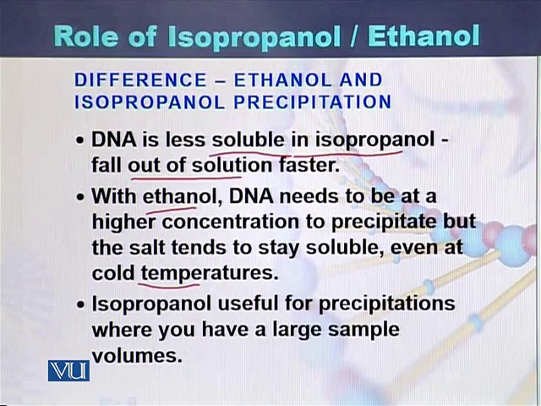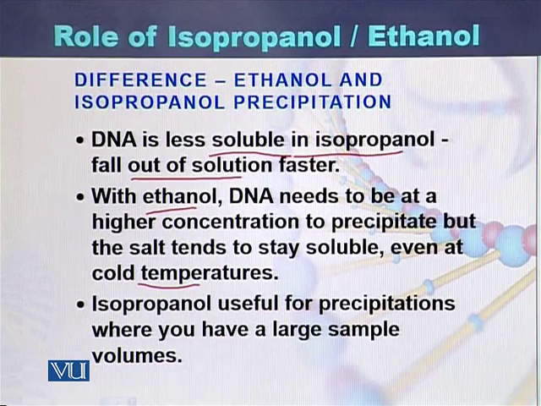So in case of ethanol, the DNA needs to be at a higher concentration as compared to the volume from which we have to precipitate the DNA. If, let's say, the volume of the DNA solution from which we have to precipitate is 2 ml, then there should be 4 ml of ethanol. As well, there is a tendency of the salts to stay soluble when we use ethanol.